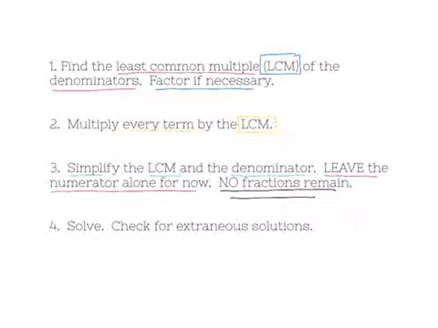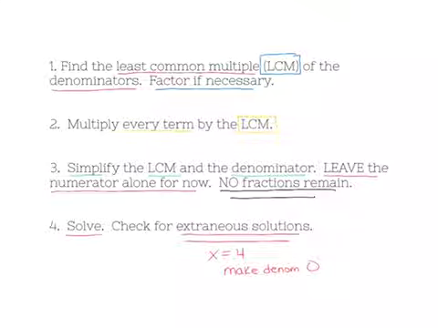Once all of our fractions are cleared out, we can just go ahead and solve the equation. Now, we need to make sure to check for extraneous solutions. Remember, those are the solutions that look perfectly fine, like let's say x equals 4, but when we go to plug it in, it makes the denominator 0, which means it can't actually be a solution. So we would say that x equals 4 is extraneous. It looks like a good solution, but it's not.